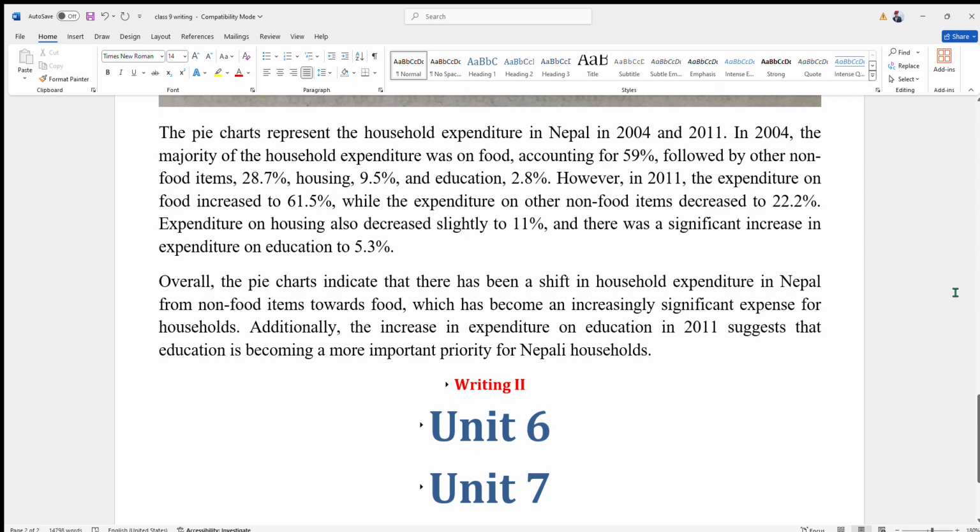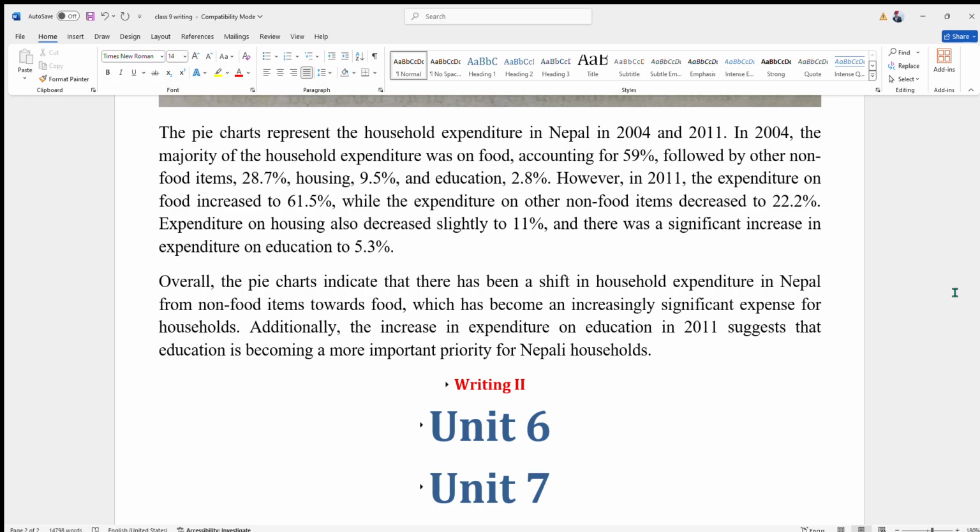The pie charts present the household expenditure in Nepal in 2004 and 2011. That is clearly given. In 2004, then we have to mention what is given in 2004. In 2004, the majority of the household expenditure was on food, accounting for 59%, followed by other non-food items 28.7%, housing 9.5%, and education 2.8%.